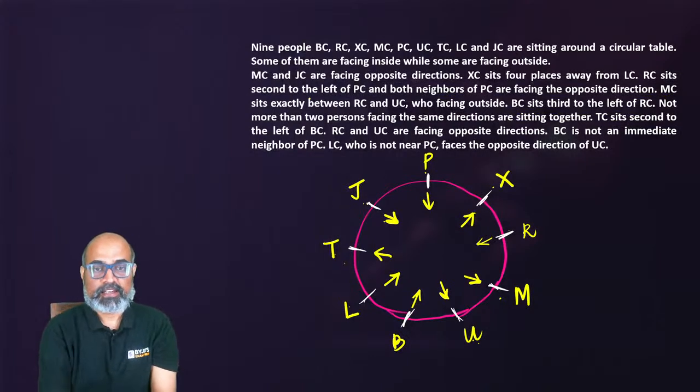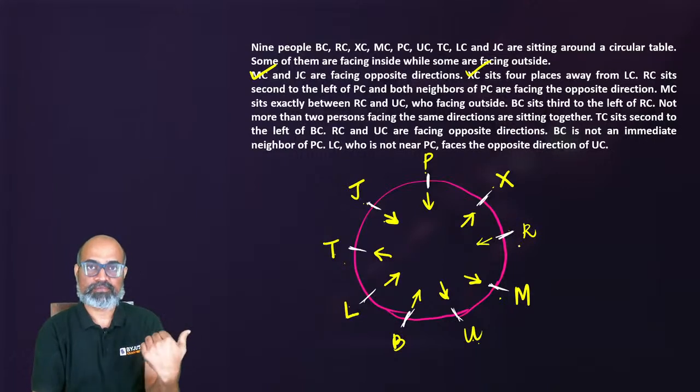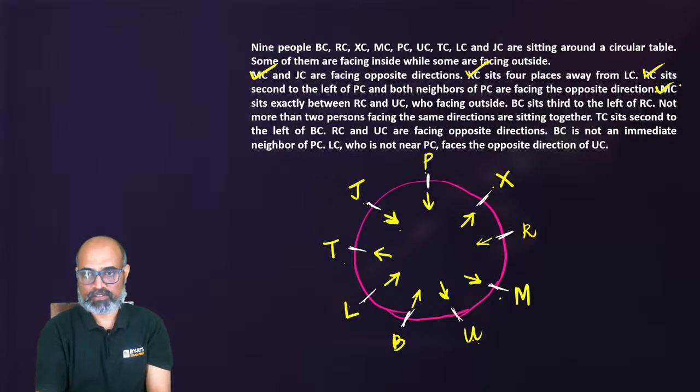if things make sense. M and J are facing in the opposite direction. M is facing outwards. J is facing inwards. Perfect. X sits 4 places away from L. Perfect. R sits second to the left of P. Right? He does. And both neighbors of P are facing in the opposite directions. Absolutely. M sits exactly between R and U. Yes, he does. Who is facing outwards? Absolutely. B sits third to the left of R. If R is over here, his left is first, second, third.